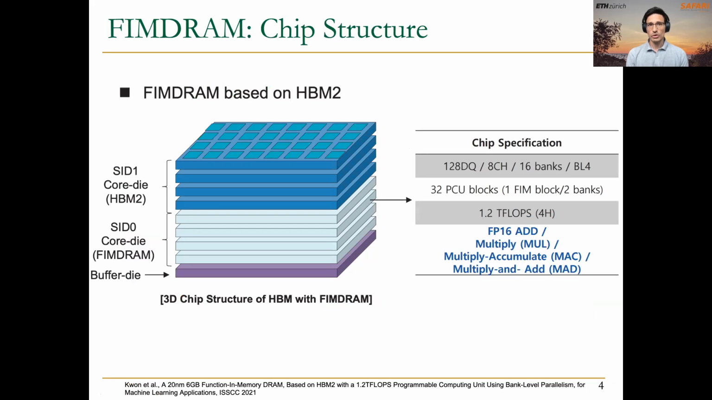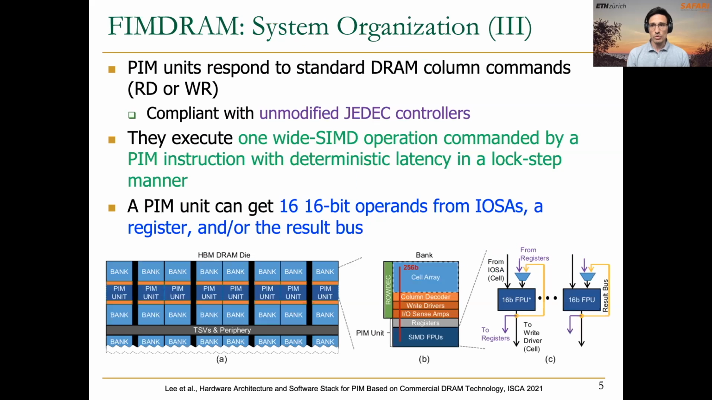Another architecture that we cover in this course is FIMDRAM, also called HB-PNM, that was proposed and presented by Samsung last year. This is based on HBM2 memory, where some of the DRAM layers have been modified to integrate PIM compute units, or PCUs, where each PIM unit is connected to 2 memory banks. Each PIM unit is a SIMD processor with 16 lanes, and they operate on 16-bit floating point operands.